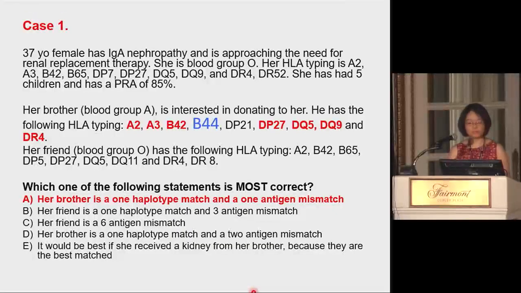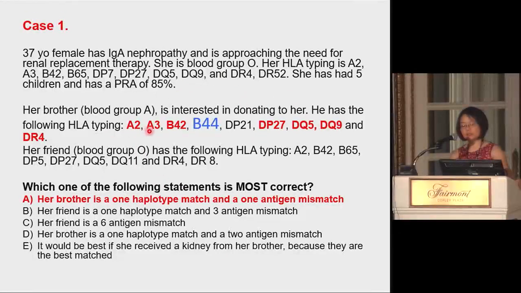Just go over it. Okay, so in this case, if you look at her brother's typing, the answer here is her brother is a 1 haplotype match and a 1 antigen mismatch. What I've highlighted in red are the antigens that they share. When you're looking at a haplotype match, they should have 1 A antigen that's the same, 1 B antigen that's the same, 1 DP, 1 DQ, and 1 DR.